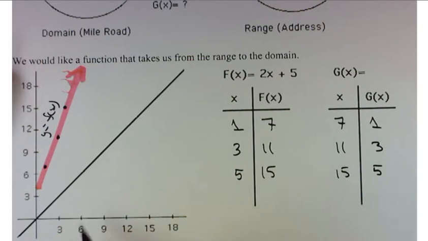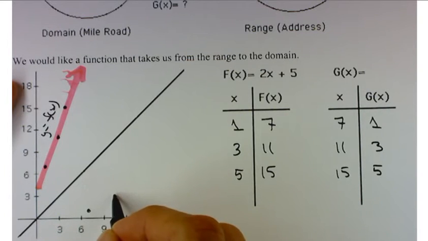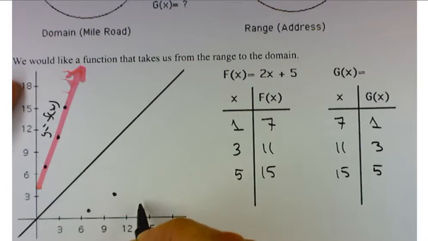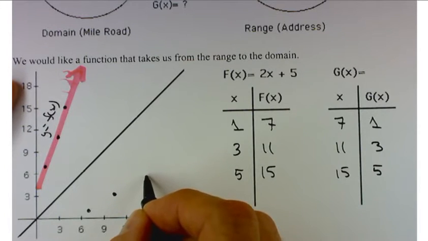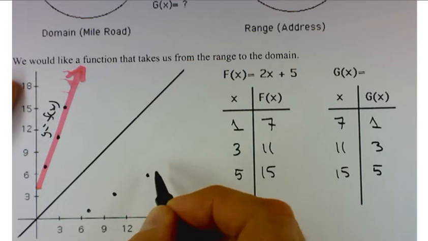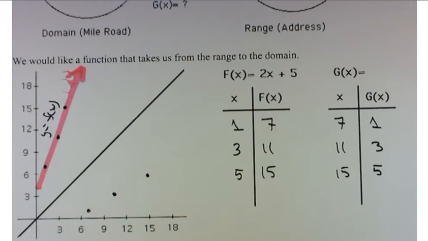So let's plot these points. So 7 and 1, about here. Then 11 and 3, about here. And finally 15 and 5, about here. So let's graph those.